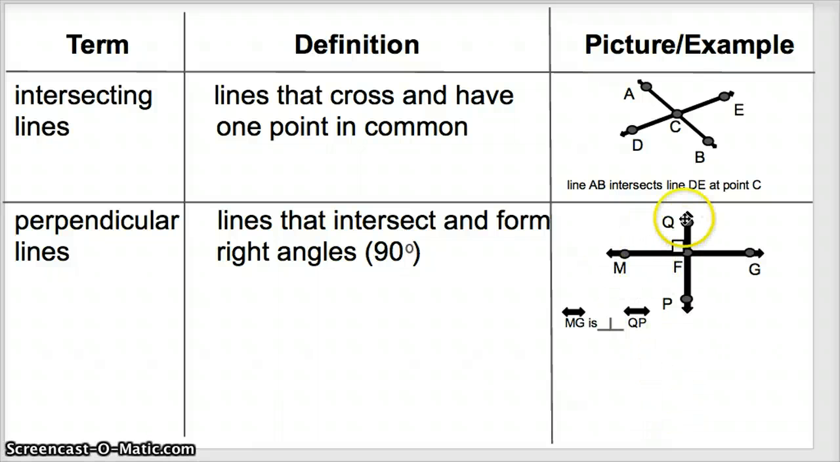I could also say that QF is perpendicular to MG. You could also say that PF is perpendicular to GM or MG. You could also say FG is perpendicular to QP. A lot of different combinations of perpendicular lines or line segments or rays in here. You could say ray FQ is perpendicular to line MG, and so on. You could say a lot of different combinations. But this symbol right here is what you need to know. It means perpendicular.